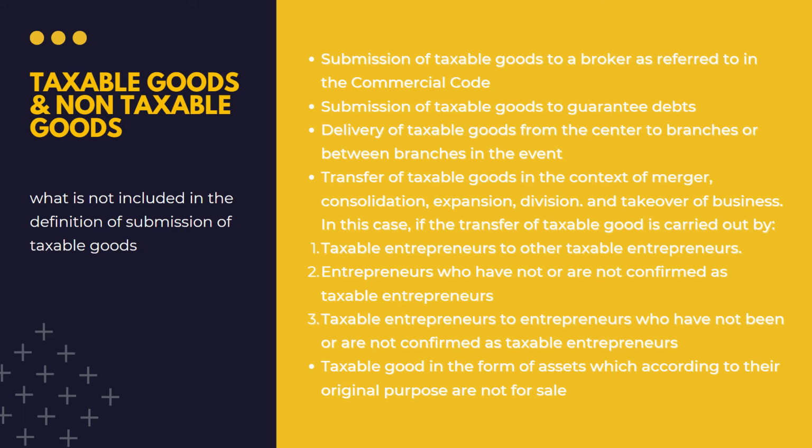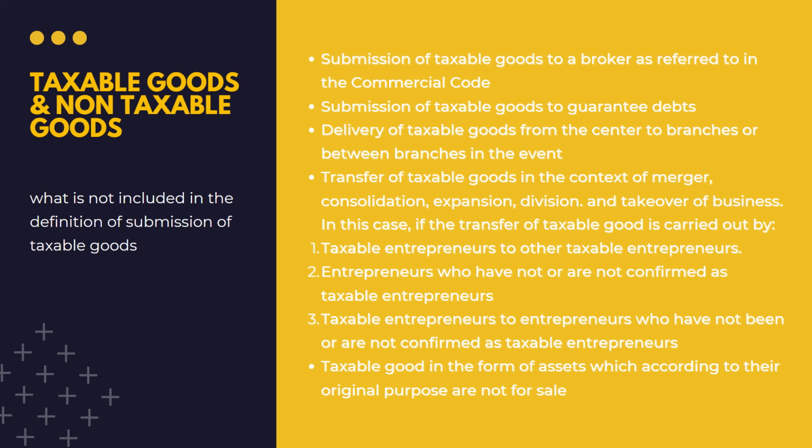If the transfer is carried out by entrepreneurs who have not been confirmed as taxable entrepreneurs, it means that they are included in the definition of submission of taxable goods, so that VAT is payable but is not collected by the entrepreneur because it has not been confirmed as taxable person. Or if the transfer is carried out by taxable entrepreneurs to entrepreneurs who have not been confirmed as taxable entrepreneurs, then they are included in the definition of submission of taxable goods, so that VAT is payable which must be collected by taxable entrepreneurs.